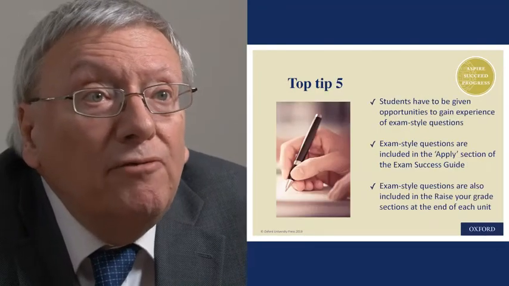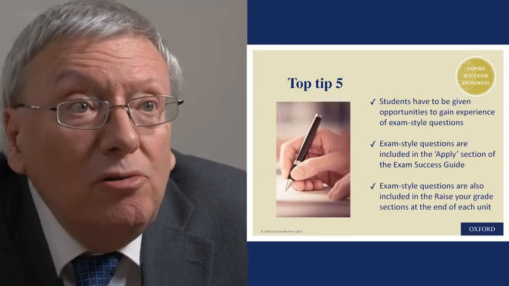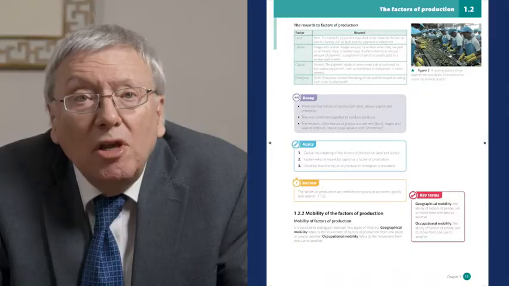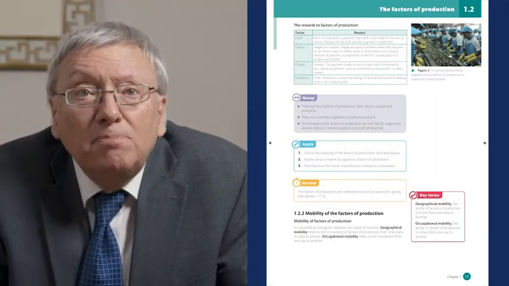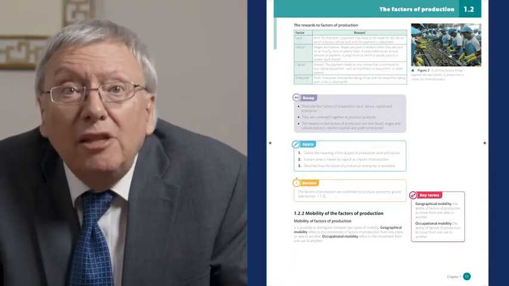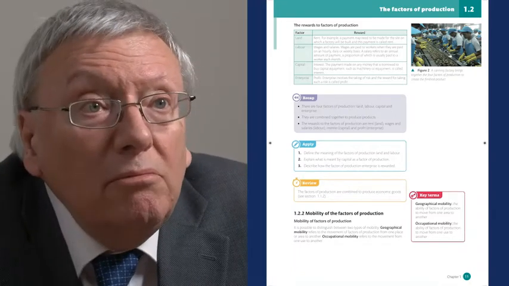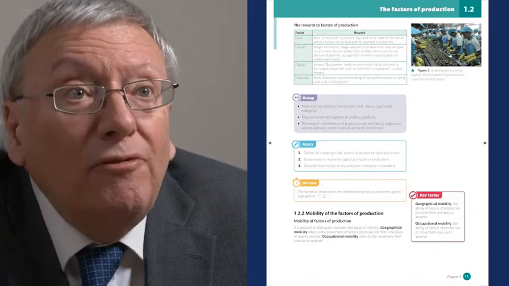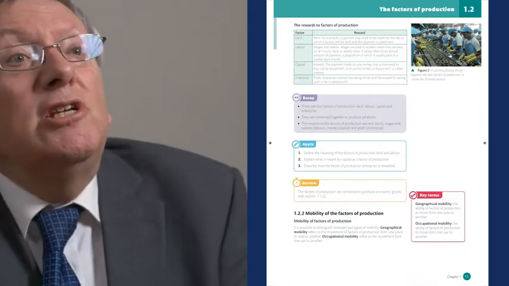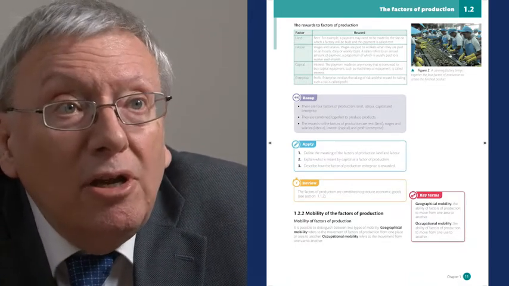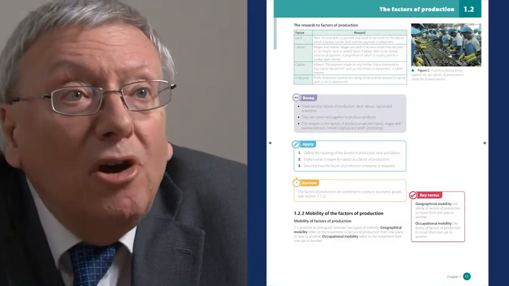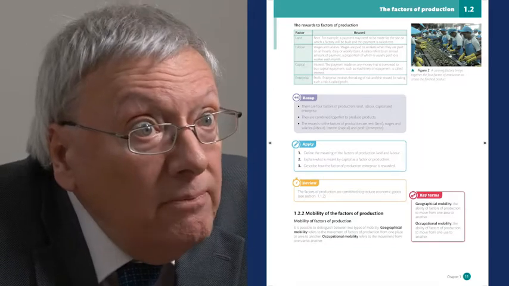Finally, top tip 5 is that students have to be given opportunities to gain experience of exam-style questions. On page 11 of the exam success book, 3 exam-style questions on the factors of production are included in the apply section. Question 1 is: define the meaning of the factors of production, land, and labor. Question 2 is: explain what is meant by capital as a factor of production. And question 3 is: describe how the factor of production enterprise is rewarded.